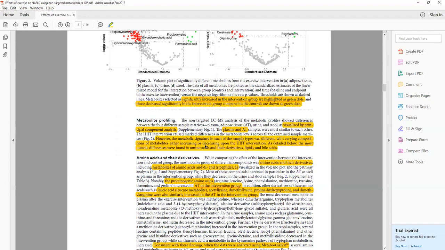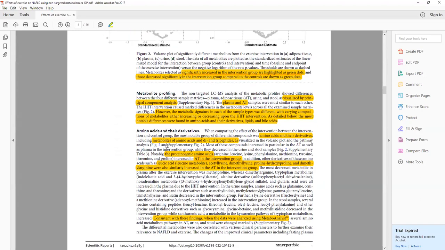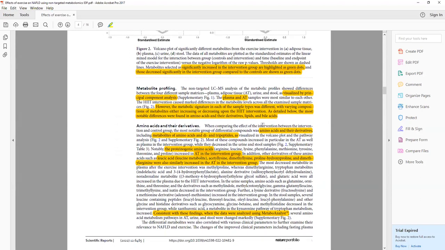They say the metabolic signature in each sample type was different with varying compositions of metabolites, either increasing or decreasing. They say it as if it's a bad thing. It's not. It's a good thing. You should expect it to be different between the different sample types.